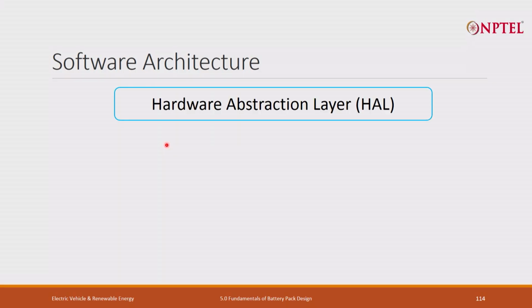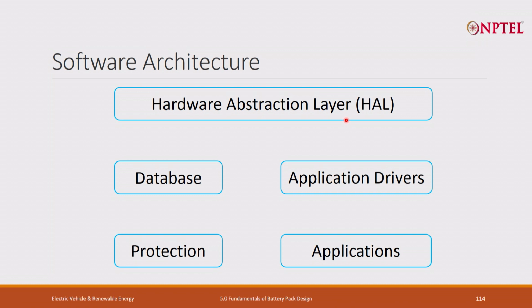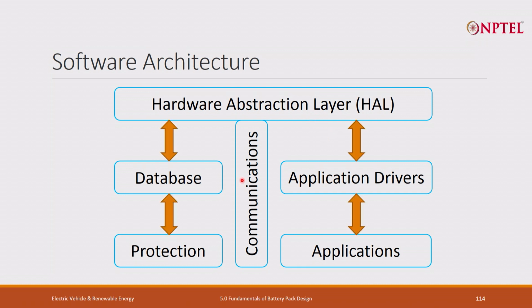Now next is software architecture. In the BMS hardware, we have a hardware abstraction layer known as HAL. Then we have the database, the protection module, the application module, and then the application drivers. And this HAL communicates with each of them using various communication, SPI mostly, or through CAN. And then each of these applications also keep on talking with each other.